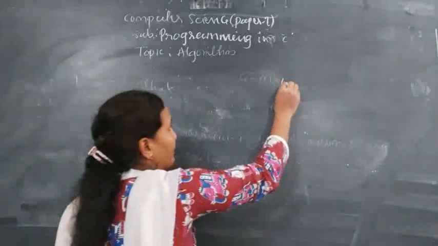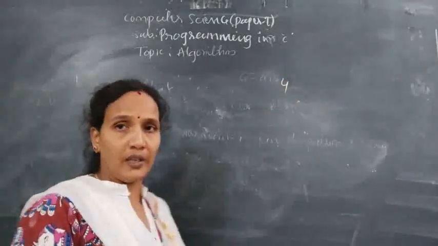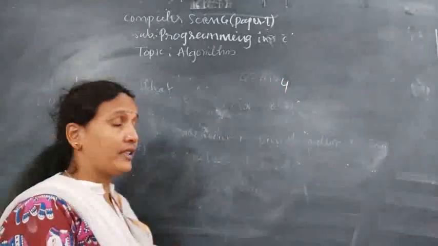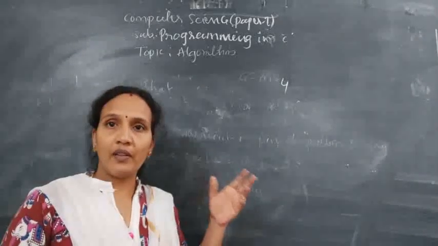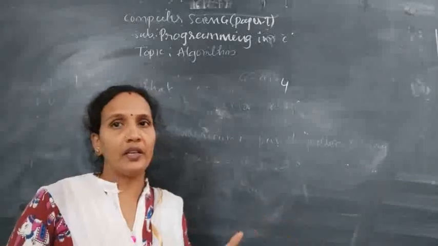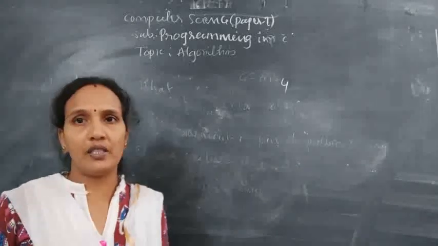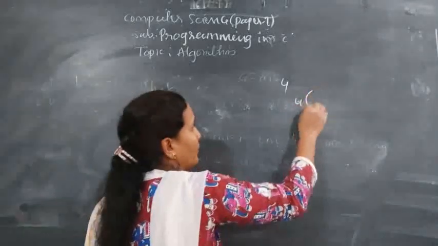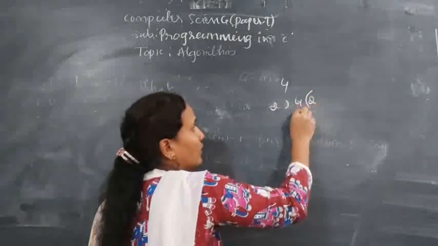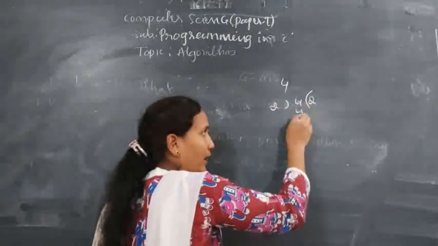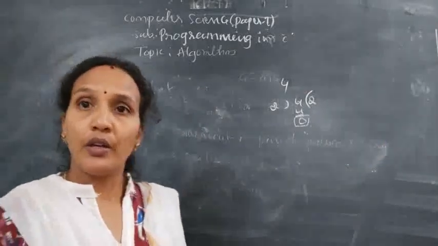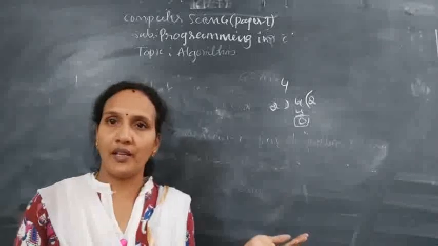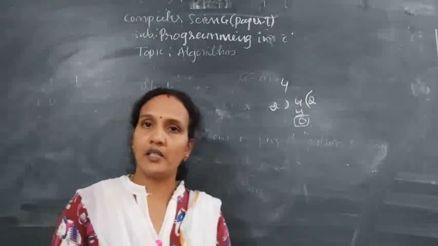For example, I have given 4. Is 4 an even number or an odd number? It is an even number. How will you say that it is an even number? If the number is divisible by 2 and you are getting a remainder 0, then that number is an even number. For example, 2 into 4, remainder is 0. If remainder equals 0, then that is an even number.